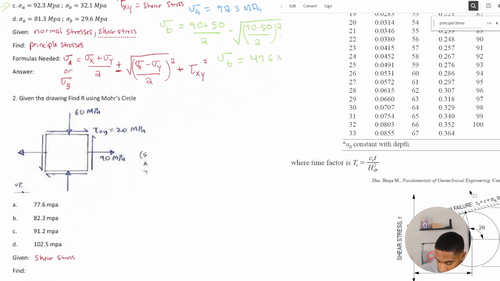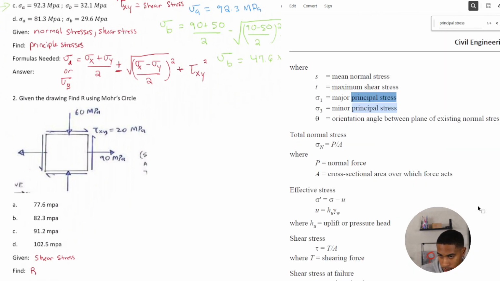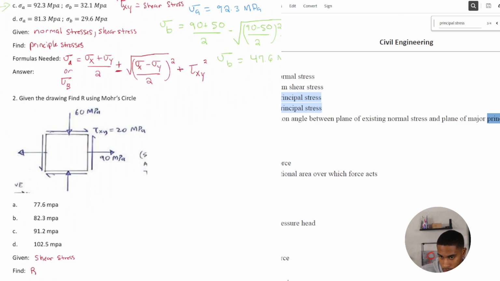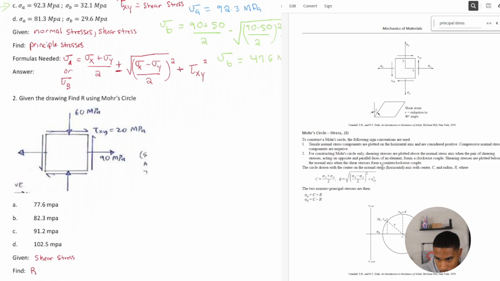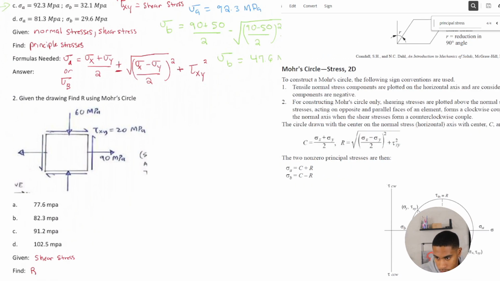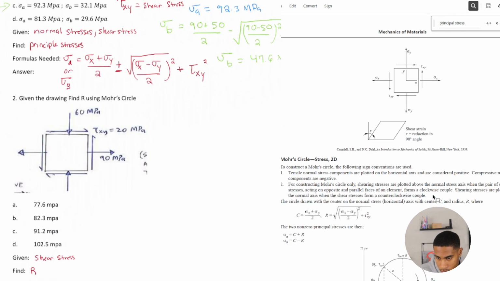You're given the other two values. So we're trying to find R, and we're using Mohr's circle to do that. Principal stress is... okay, so here's Mohr's circle. It's important to note what information they're giving you. I see that they do give us Txy, which is 20 megapascals, our shear stress. So that is equal to 20.